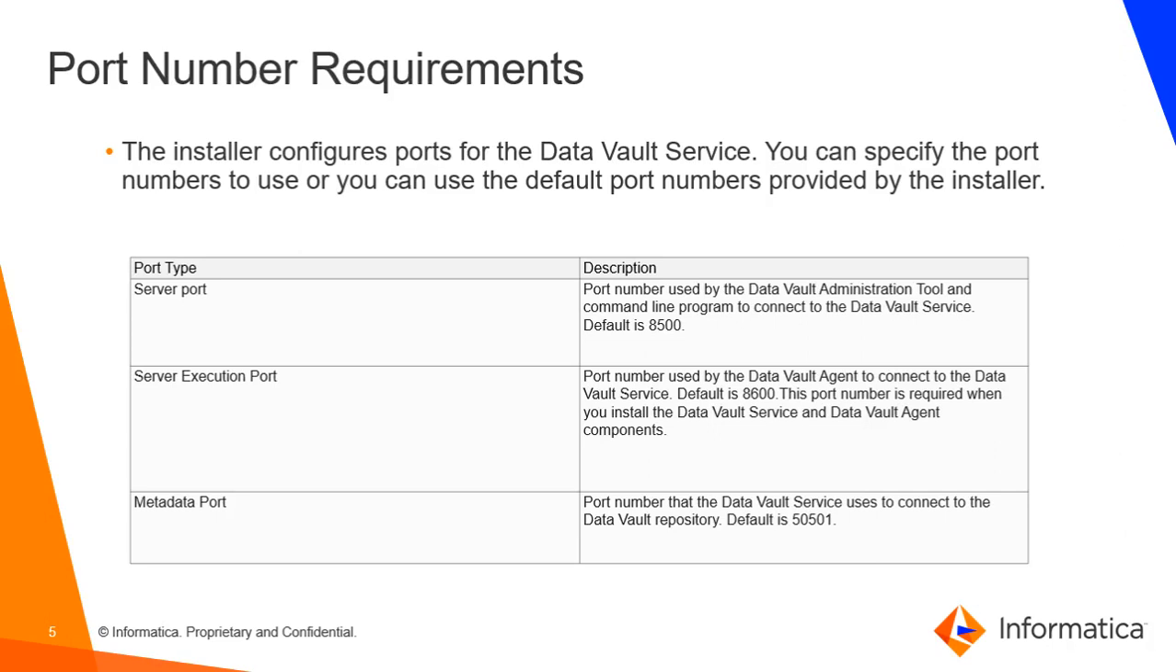There are 3 different ports which are used by the Data Vault service. One is the server port, another is the server execution port, and the last one is the metadata port. The server port is the one which the Data Vault administration tools will connect to in order to connect to the Data Vault service. The server execution port is used by the Data Vault agents, and the metadata port will be used by the Firebird service. Our metadata is Firebird, which will be available inside a folder called Firebird, inside the Data Vault home.